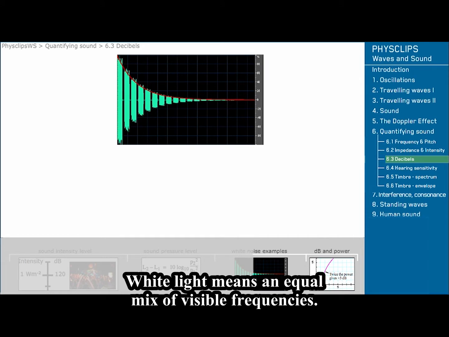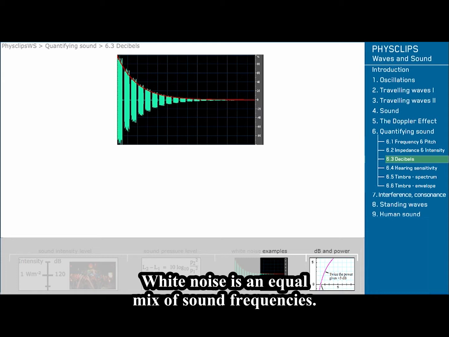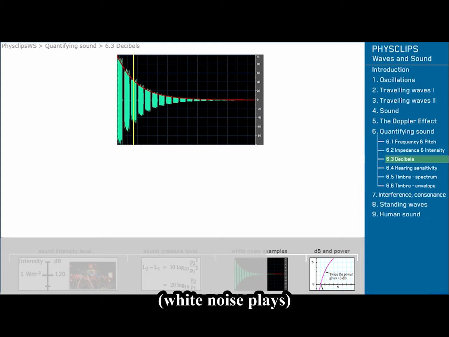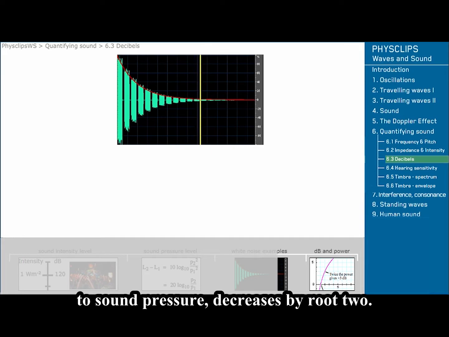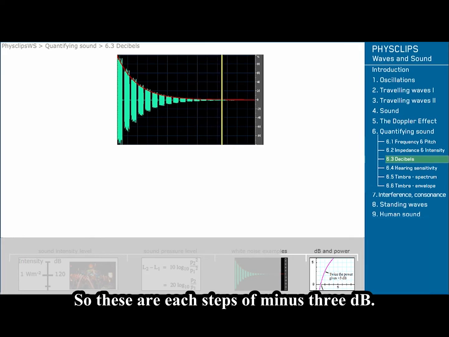White light means an equal mix of visible frequencies. White noise is an equal mix of sound frequencies. Here, the microphone voltage, which is proportional to sound pressure, decreases by √2. So these are each steps of minus 3 dB.